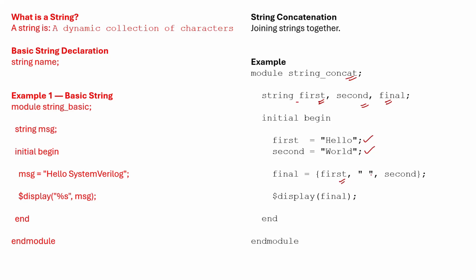So first comma, some space comma, second. Then display final. What do you get as output here? First is hello, right? So this hello will be printed, and then world will be printed. Hello world is printed here. Clear? In this example it is clear, right?